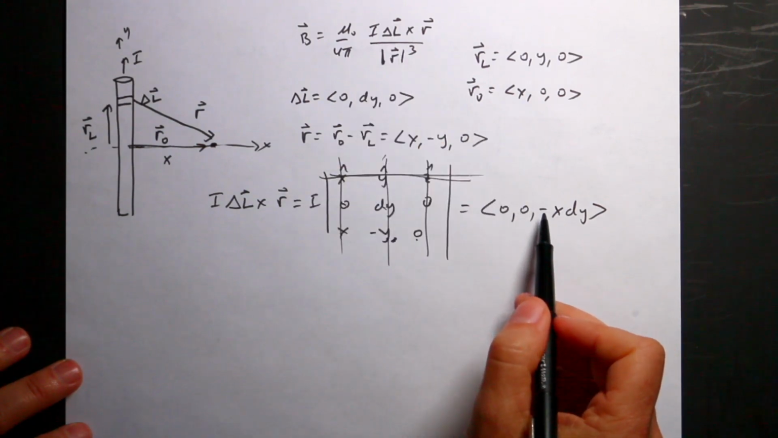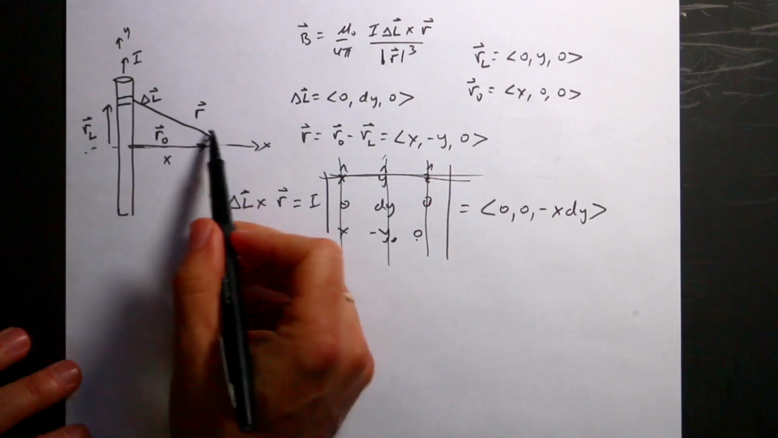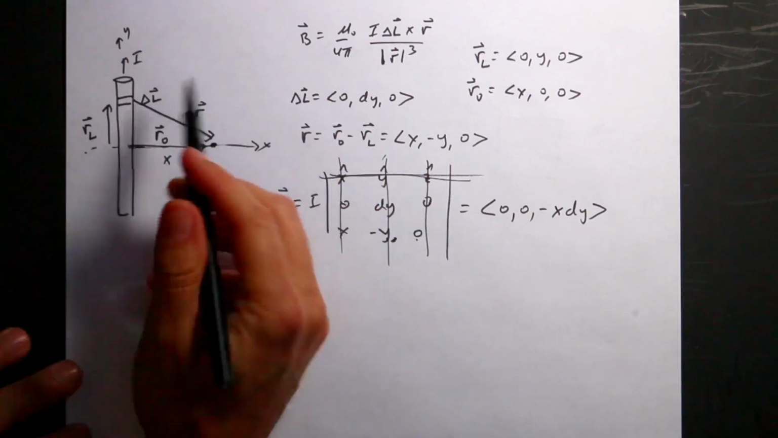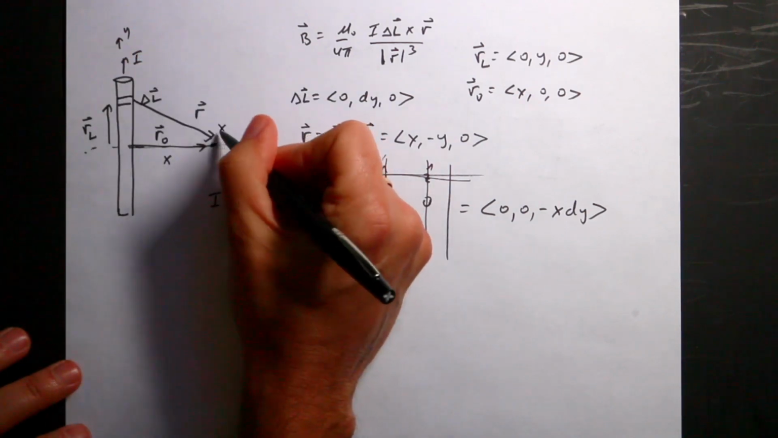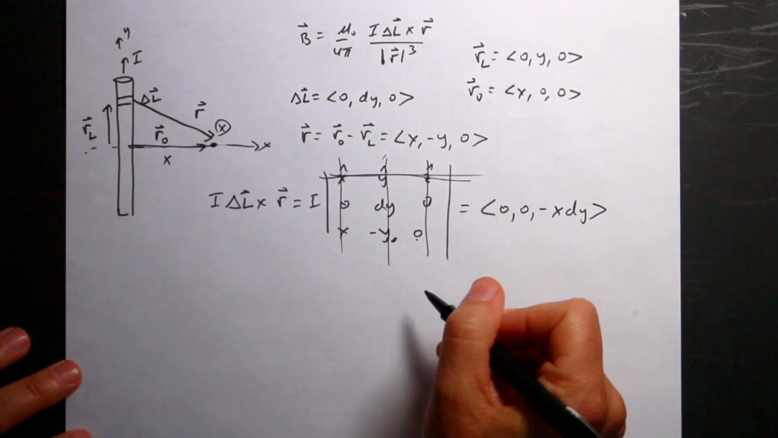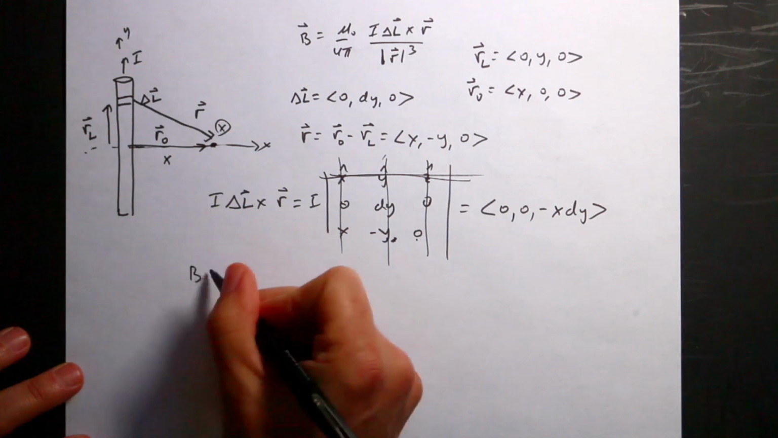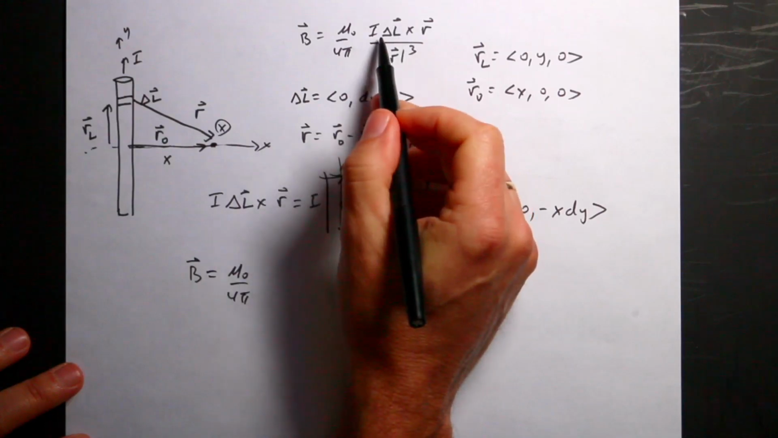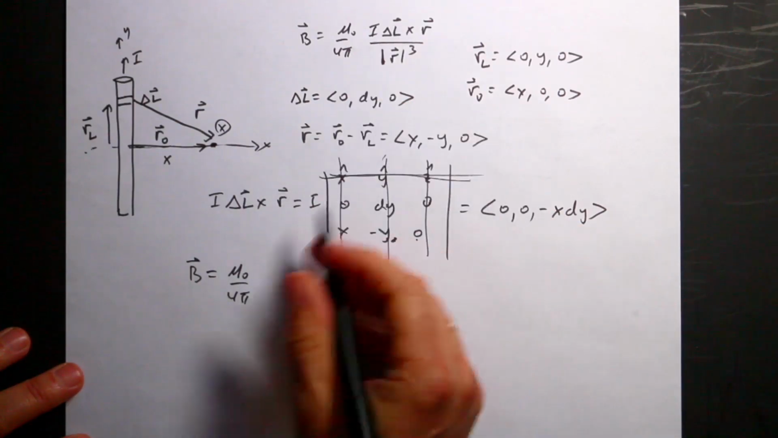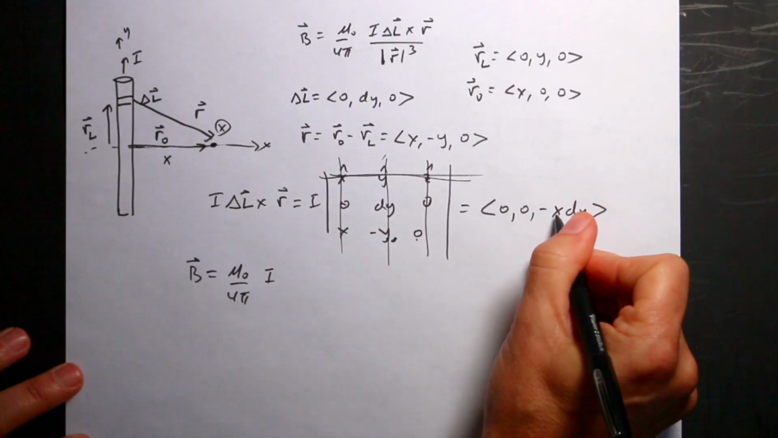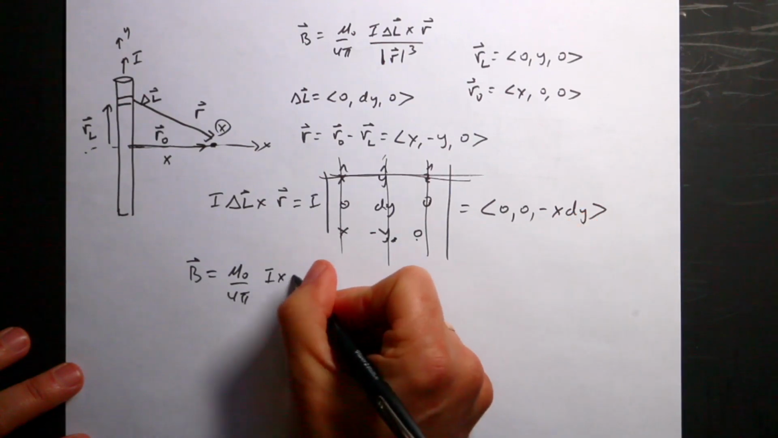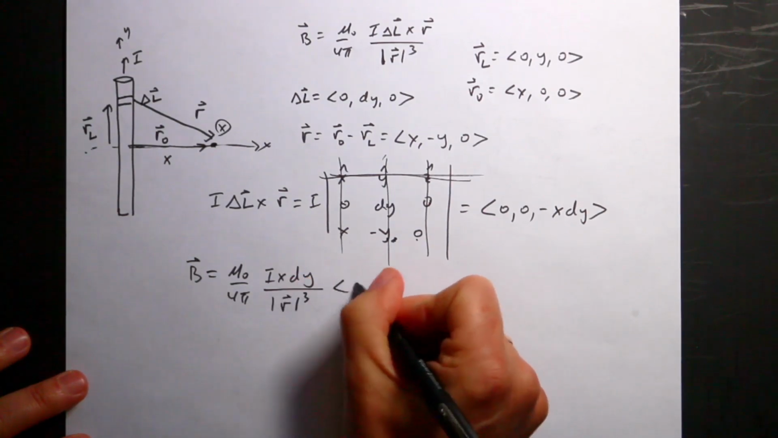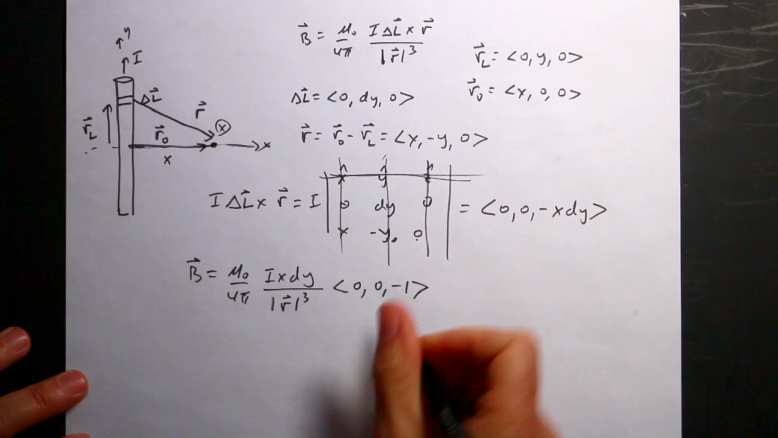And it's only in the z direction, you'll notice. Because if I take this r and that delta L, then the cross product is either going to be into the page or out, because it has to be perpendicular to both vectors. So in this case, it's actually going to be into the page in the negative z direction. So now I can write my B as this. B vector equals mu naught over 4 pi. I've already done this cross product. I'm just going to put it down here. I have the I, and then I'm going to put the x dy. And then I'm going to divide that by the magnitude of r, which I haven't found, cubed. And then I have to multiply that by the vector 0, 0, negative 1 to make it a vector again.